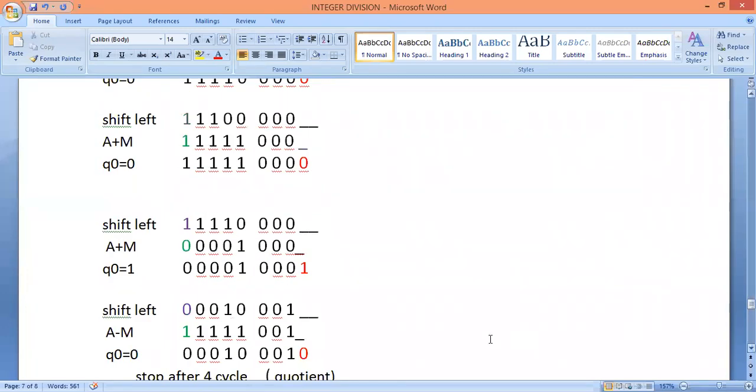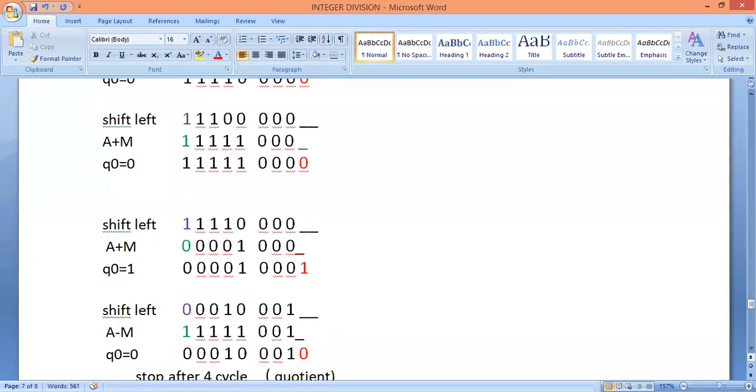Now finally the last cycle. In the last cycle again check the MSB. Whatever is the MSB, always you have to shift it. So shift it left 1 bit position. So now again check the MSB. It is 0. If the MSB is 0, you are doing A minus M. Do A minus M. Again check the MSB. It is 1. If it is 1, then Q0 is to be kept 0. So always you have to check the most significant bit. Remember that. Now this step I have repeated 4 times.